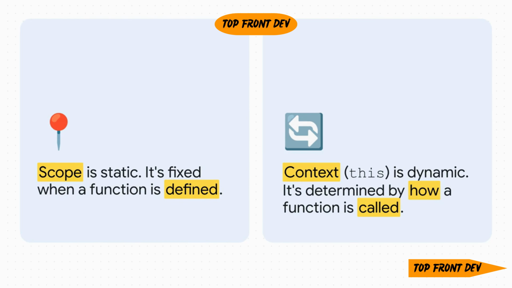This right here is the most important distinction you can make. Scope, which we just saw with closure, is static. It's locked in the moment you define a function. But this is dynamic. It can be different every single time you run the exact same function. It all depends on how you call it.